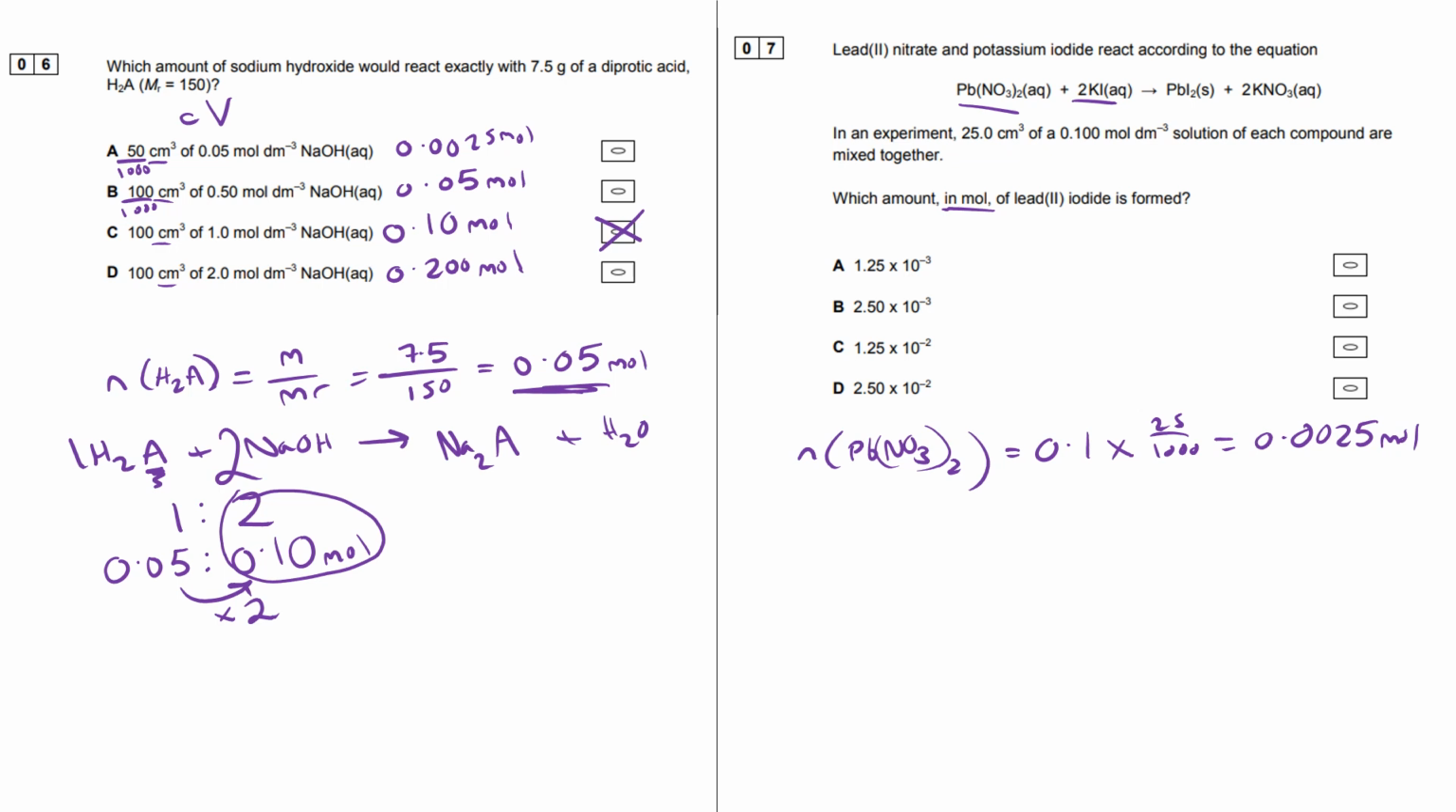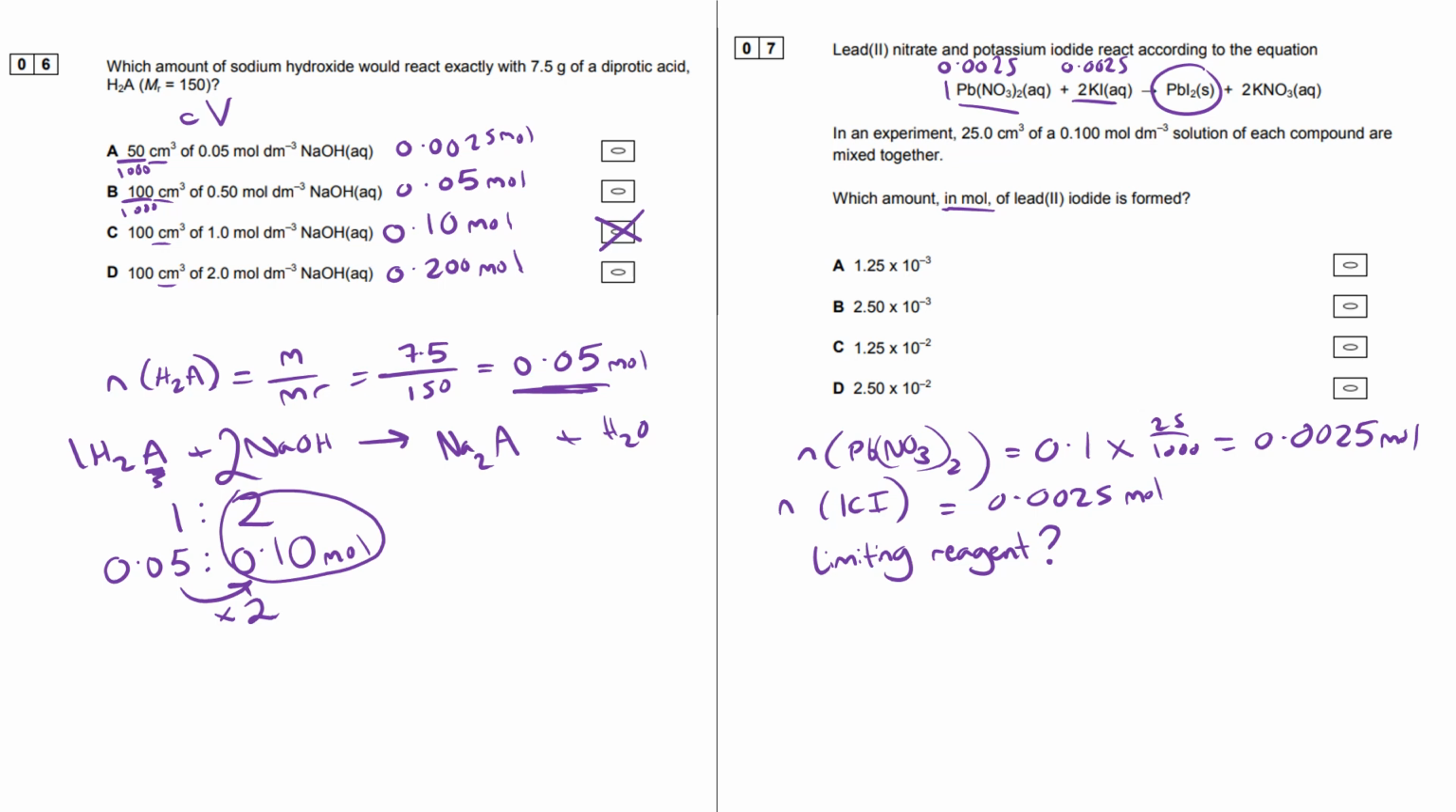You also have the moles of potassium iodide. It's the same concentration and same volume, so you've got 0.0025 moles of that as well. I'll just write those numbers in at the top. So because you've got the same amount of moles of each, but you've got a 1 to 2 ratio of the lead nitrate to the potassium iodide, you need to work out which one is the limiting reagent, which one is going to be completely used up, and which one is going to be left over after the reaction. It's the moles of the limiting reagent which will determine how much lead iodide is made.